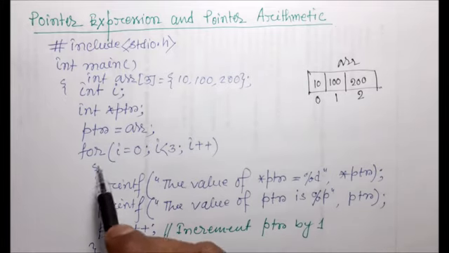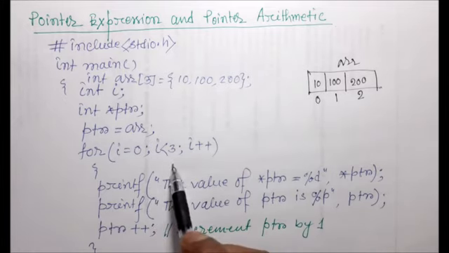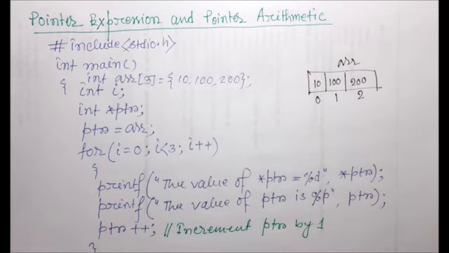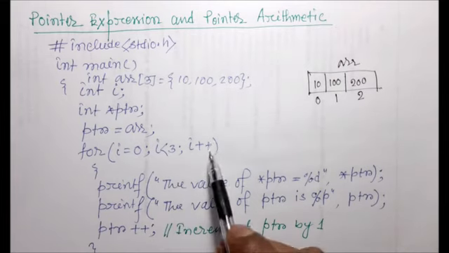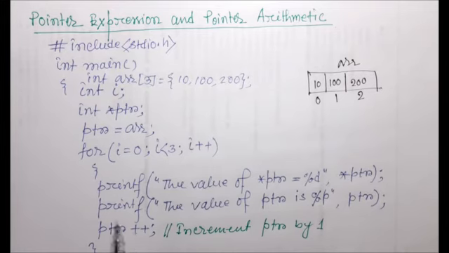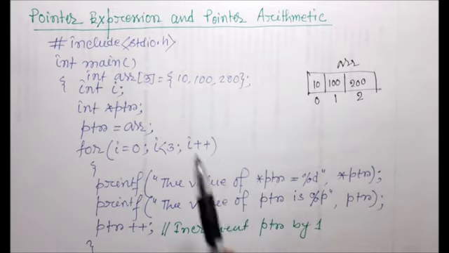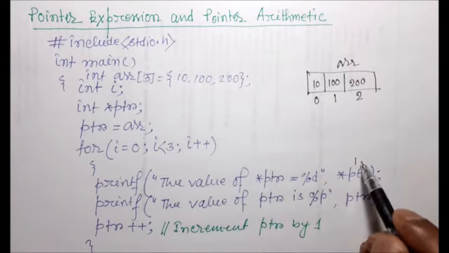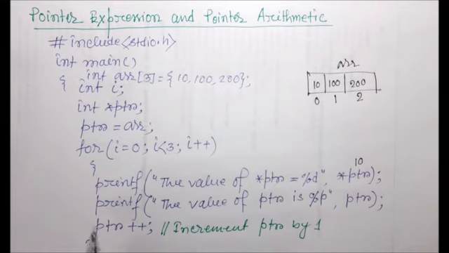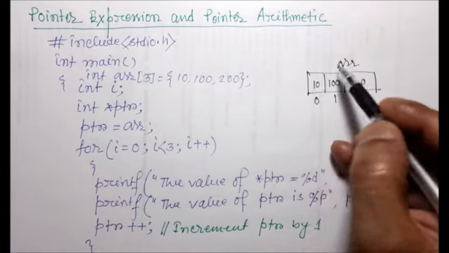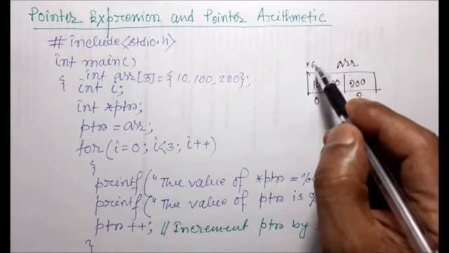Now, if I use a for loop, for i equal to 0, i less than 3, because there are 3 elements, I am going to visit each element one time. So, I have taken a for loop with i equal to 0, i less than 3 and i plus plus. Next, if I want to print the value of star ptr, you already know that star ptr means value at address. So, here I will get the first value, which is 10. And if I want to print the address of ptr, suppose this is my first address.